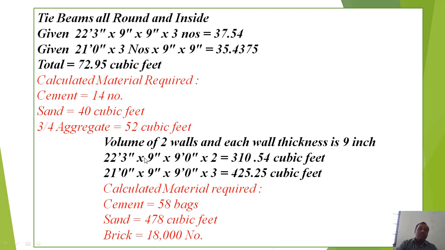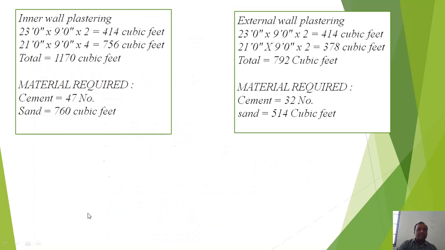9 inch. So first it is necessary to read the drawing carefully and find out the actual dimensions. Here for beam the length will be 22 feet 3 inch, beam size 9 inch by 9 inch, and here 21 feet, 9 inch by 9 inch, that is 425 cubic feet, volume of 2 walls, and each wall thickness is 9 inch. So calculate material in this fashion, you can calculate the number of bricks. I have already uploaded one video by which you can calculate the materials. So these are the materials required.